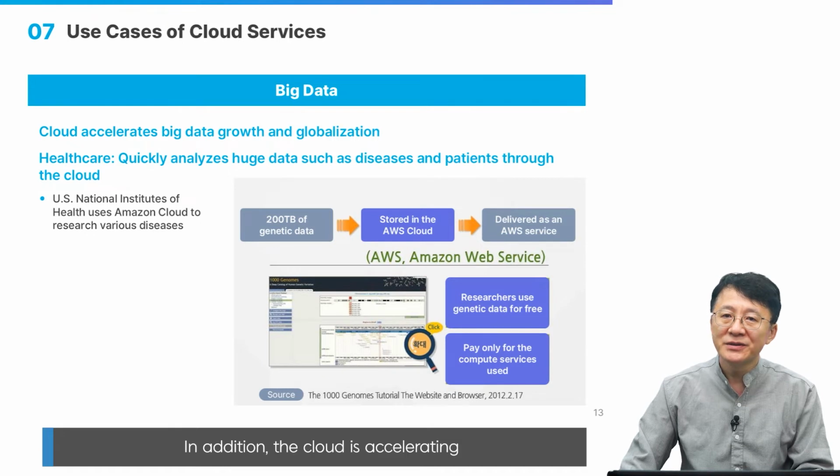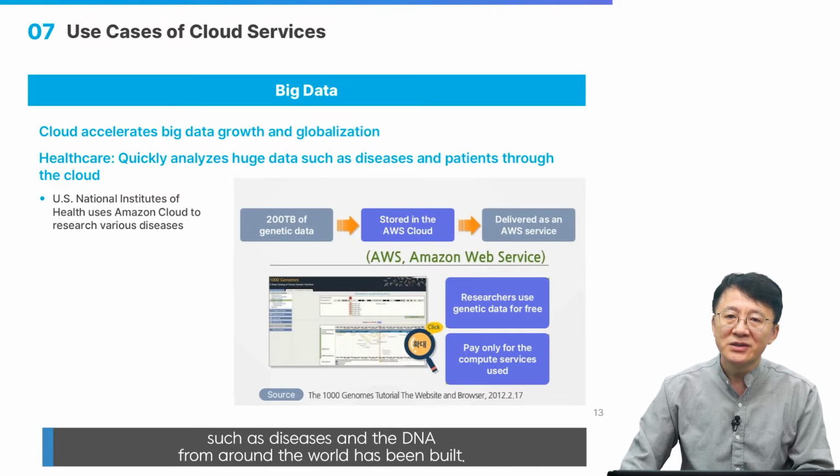In addition, the cloud is accelerating the growth and the globalization of big data. In the medical sector, a cloud-based system that can quickly analyze huge data such as diseases and DNA from around the world has been built. The U.S. National Institute of Health is using the Amazon cloud for research on various diseases.